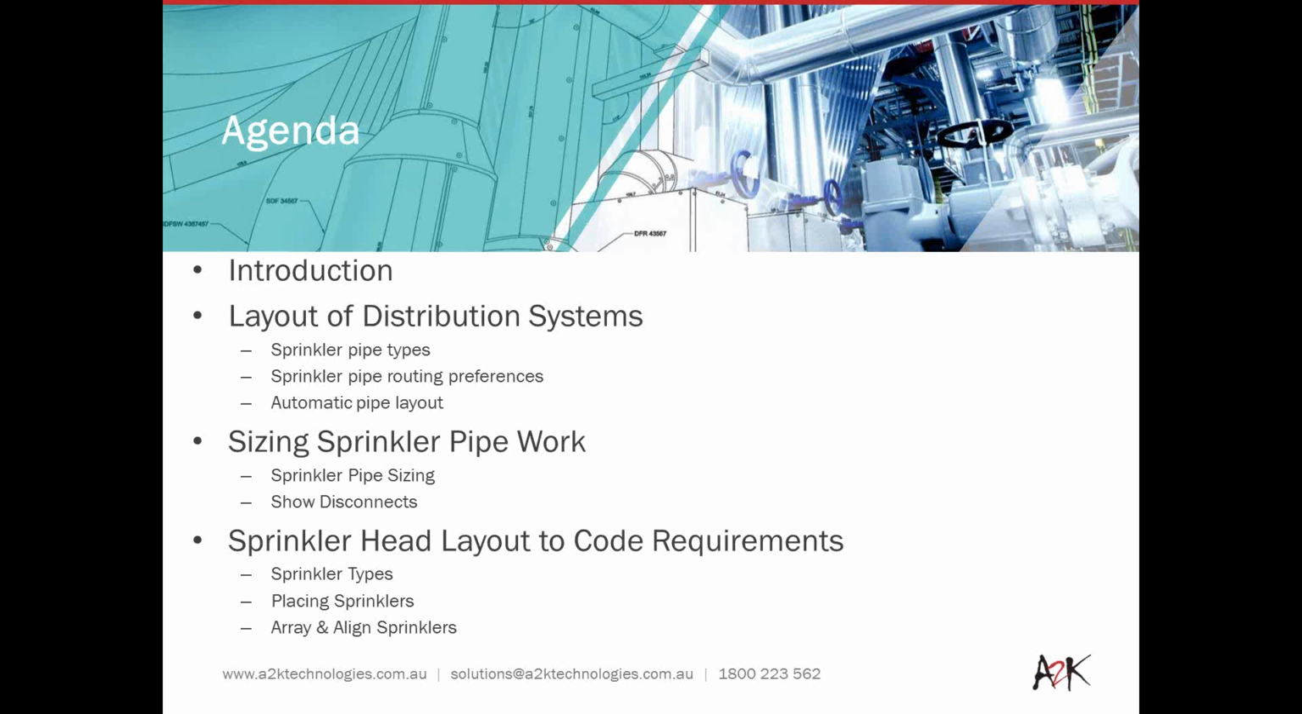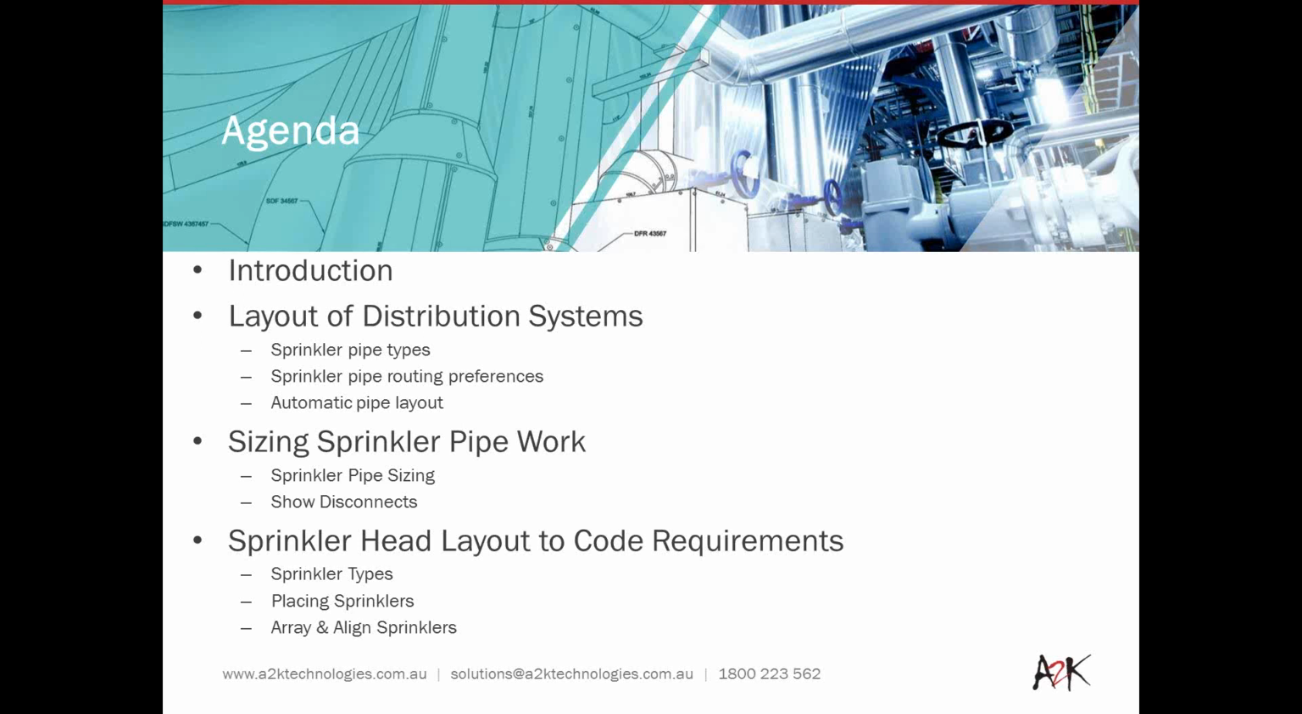Then we'll go on to sizing sprinkler pipe work, and we'll look at sprinkler pipe sizing, and we'll also have a look at a tool that you may not be aware of called show disconnects that can be used when you're working with pipe types and pipe systems in Revit MEP. And then lastly, we're going to have a bit of a look at sprinkler head layout and sprinkler families. Okay, so sprinkler types and placing those sprinklers, and a few hints and tricks on how you can array and align sprinklers and lay them out to code requirements, or at least use the tools there that will help you.